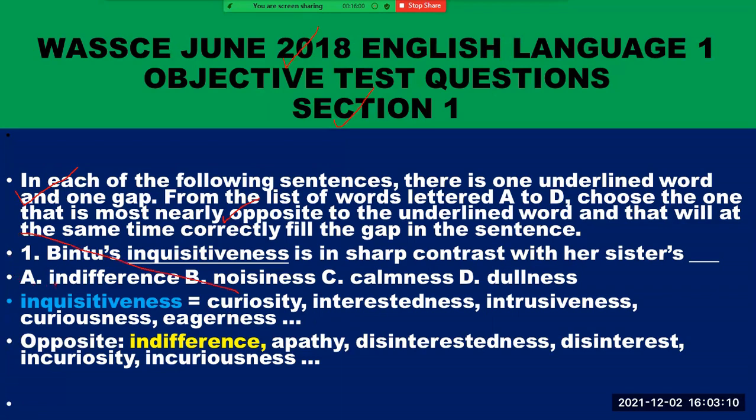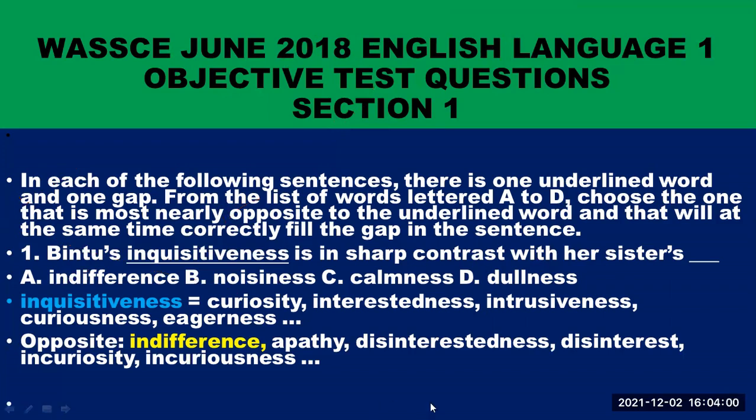Indifference. When you are indifferent, it means you are not concerned, you don't care about, you are not interested. All right. So that's exactly it, indifference is lack of interest in something. Another opposite is apathy, disinterestedness, disinterest, incuriosity, incuriousness. All right. But I want you to take note of the similarity between the questions we have in section 1, 2018, and the questions we have in section 1, 2019, and also they are similar to the questions we have in section 1, 2020, all right?